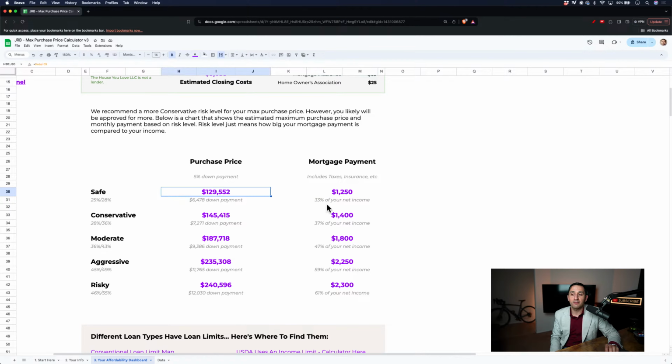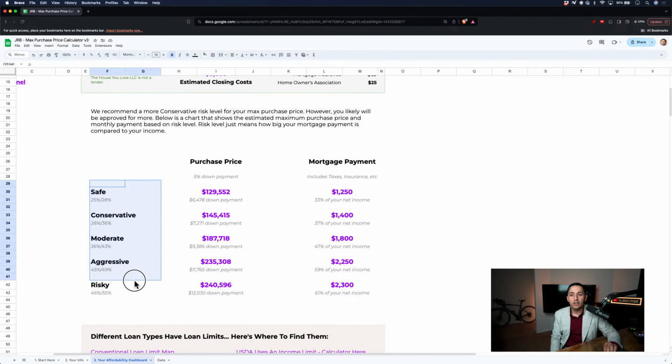So that would mean that if you are looking for this mortgage payment, the most that you could purchase a home for would be about $130,000. If you're looking for 30% of your net income to go to your housing, to your mortgage, then the most that you could purchase is a $145,000 home, and on and on and on. That's how you see it.